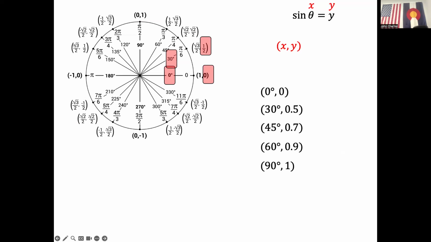So 330 degrees would be what in the negative direction? Negative 30. And so negative 30 would still have a y value of negative half. Okay. I only showed you a few of these. So when I say I want you to draw one cycle, I just want one sine wave. I don't want lots of them.